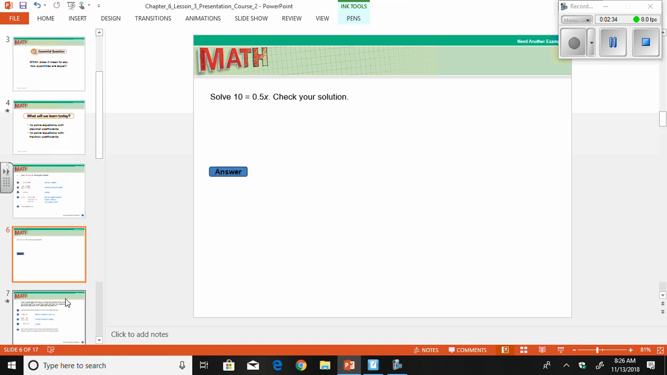So trying one out, 10 equals 5/10 x. What's with the x? 5/10. What are they doing? Multiplying. How do I get rid of it? I do the opposite. I divide. So I divide and I show it on both sides. My 5/10 goes away, and I'm left with x equals 10 divided by a half should be 20. So x equals 20.